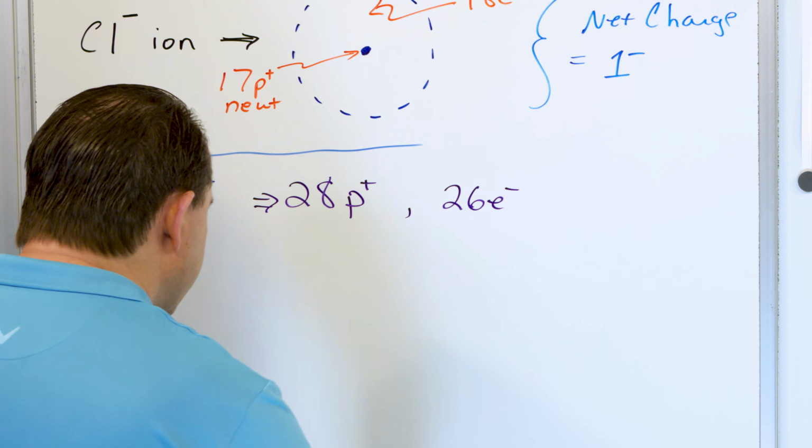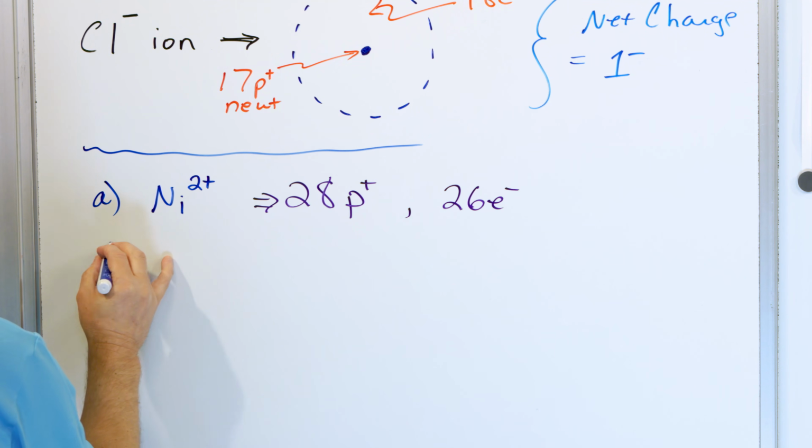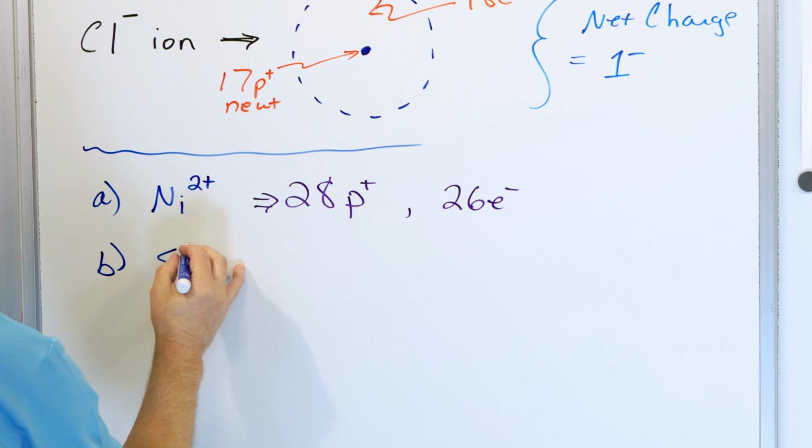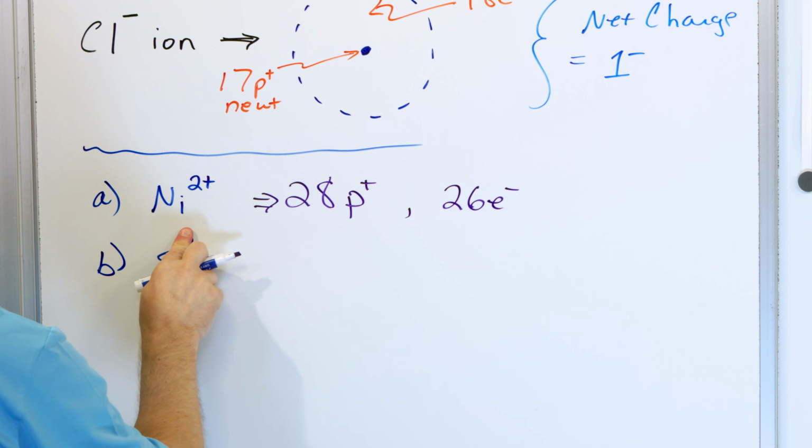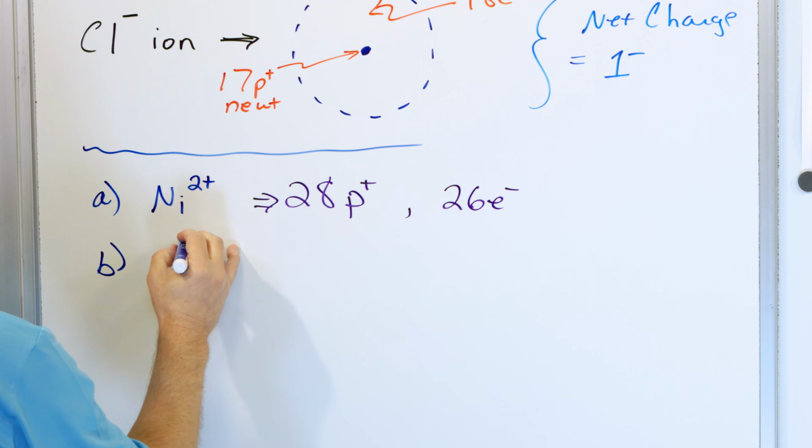All right, next, we want to take a look at the ion sulfur with a negative 2 charge, which I've already, I did it right.